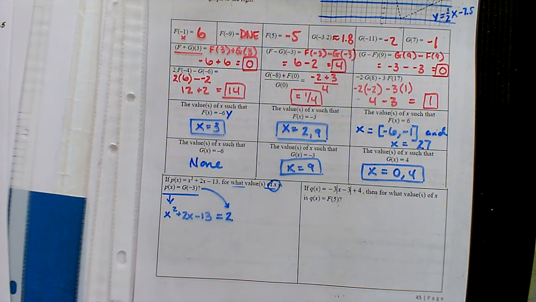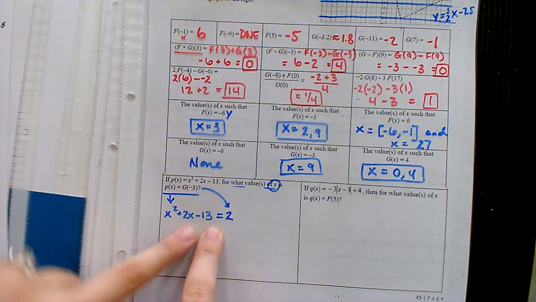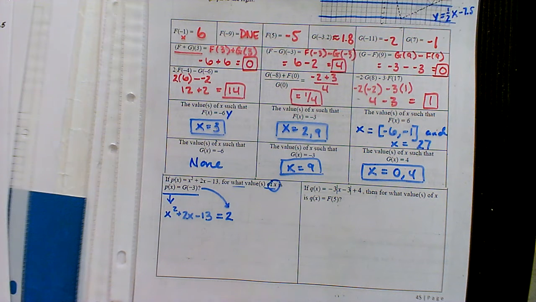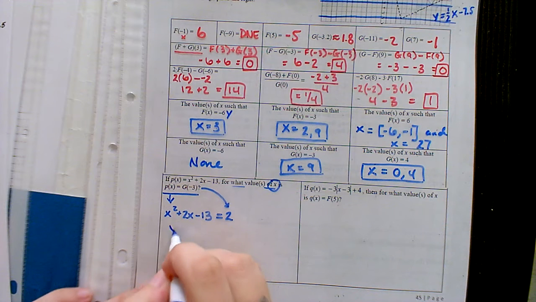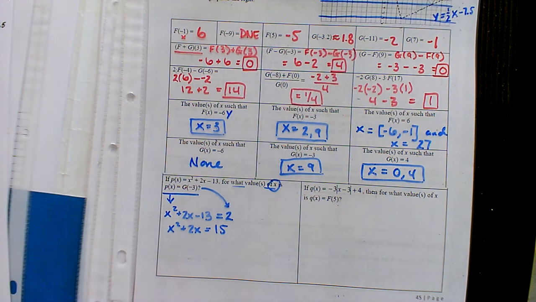Okay, so when it's telling you that p of x equals g of negative 3, this is what it's actually meaning. When does this equation equal 2? So we're going to go through some algebraic steps to help us figure out these x solutions. What do you guys feel like doing from there to solve for x? What do you want to do, Maddie? Okay, we could do that. So that would give us 15 over here. What do you guys want to do next?